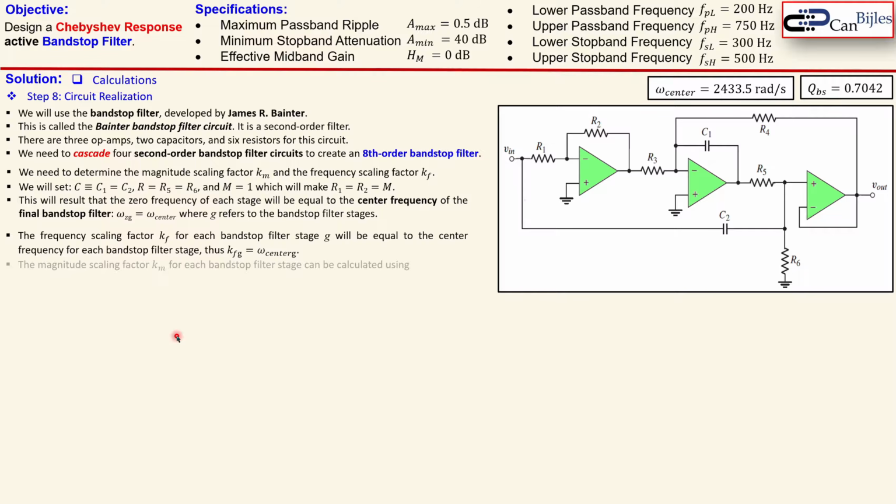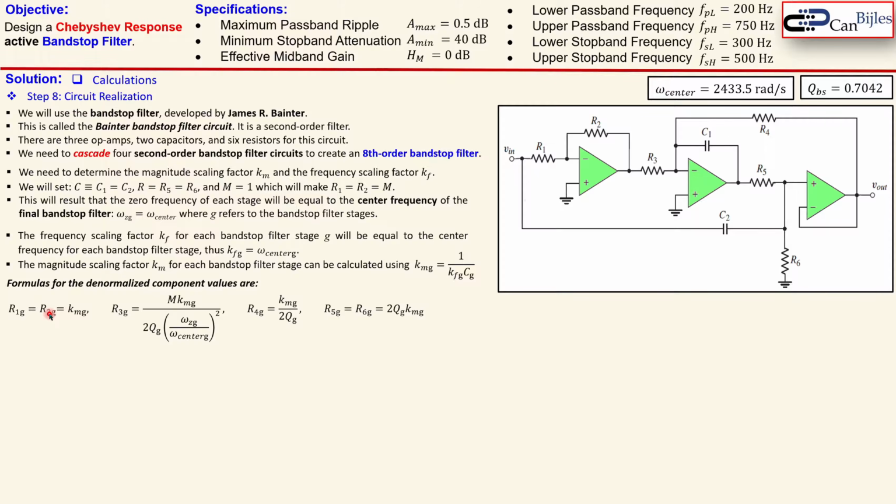Okay. The magnitude scaling factor of each bandstop filter stage can be calculated using this. So you see here the relationship between the magnitude scaling factor, frequency scaling factor, and the capacitor value here. So if you choose a capacitor value, for example, and you know your frequency scaling factor, you can calculate your magnitude scaling factor.